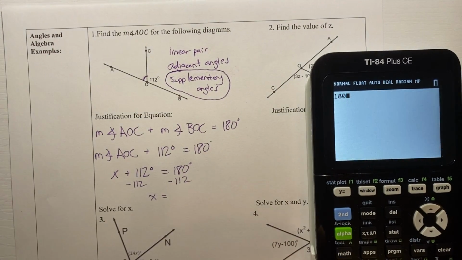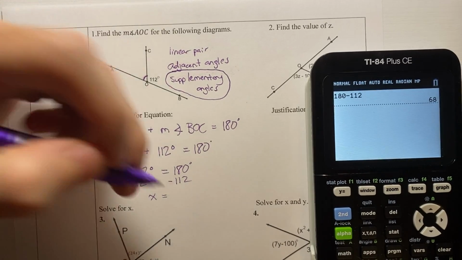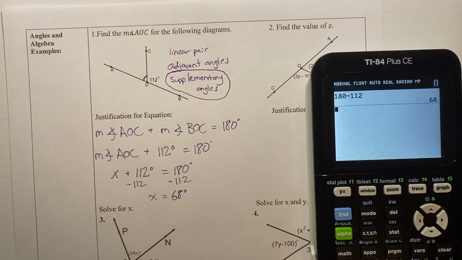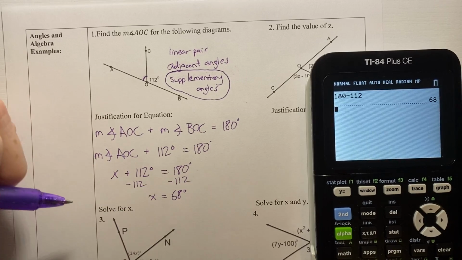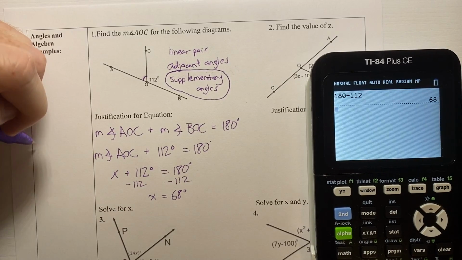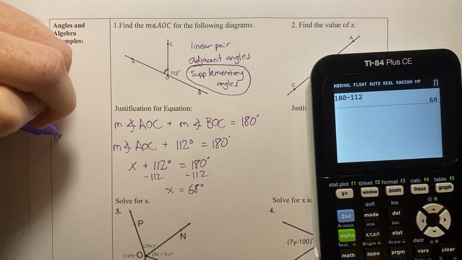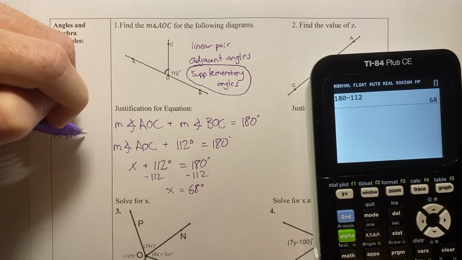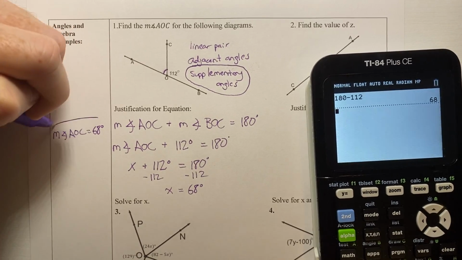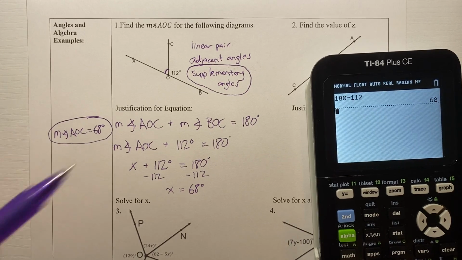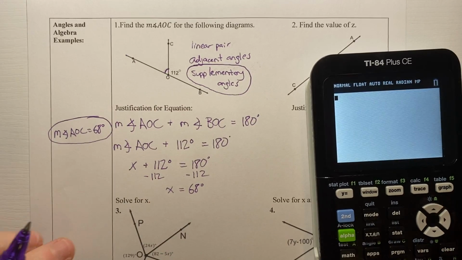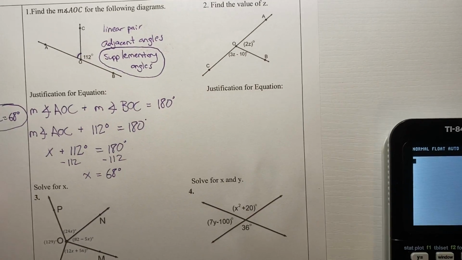All right, so we're going to do 180 minus 112, and we get 68 degrees. So the measure of angle AOC, I'm going to write this over here in the column, measure of angle AOC is 68 degrees. All right, and we know that because they are supplementary angles. All right, next question right here.